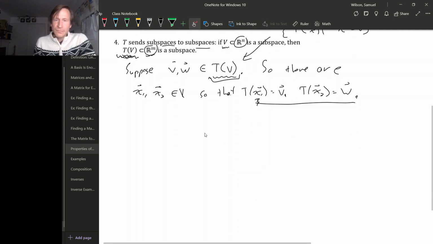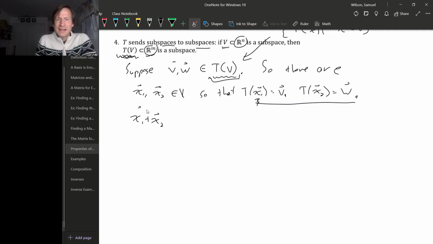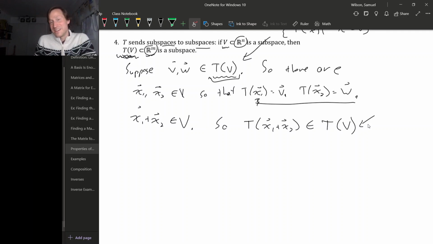Okay, but that means we have these two vectors, x1 and x2, and their sum has to be in V, because V is a subspace, so it has to be closed under vector addition. That means T of x1 plus x2 has to be in T of capital V, because again, this is just the definition of T of capital V. We had something in V, and so when you hit it with T, you end up in T of V. But T of x1 plus x2 is T of x1 plus T of x2.